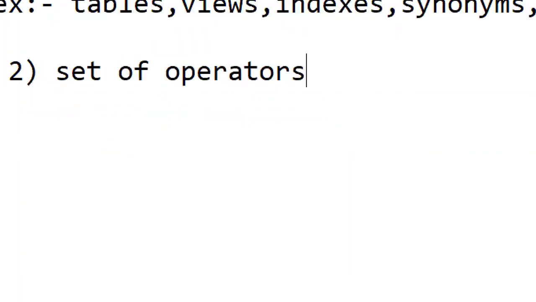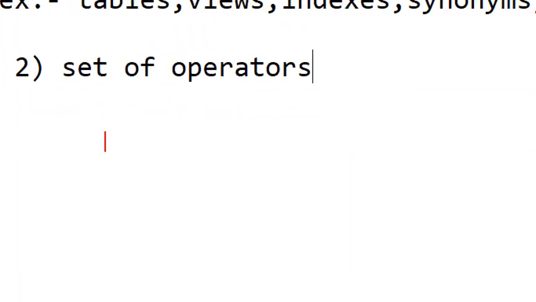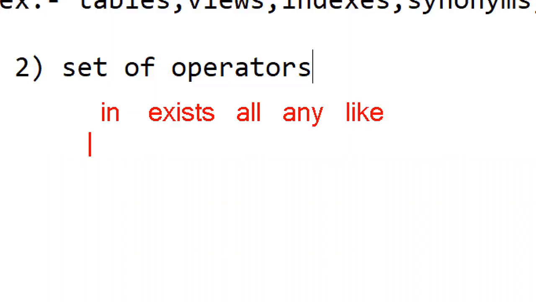Same like that, here also a set of operators is there. Not only is equal to, greater than, plus, minus, but also some special operators are there. IN is a special operator. EXISTS is an operator. ALL is an operator. LIKE is an operator. So many special ones, like DECODE. These types of specialized operators are there.